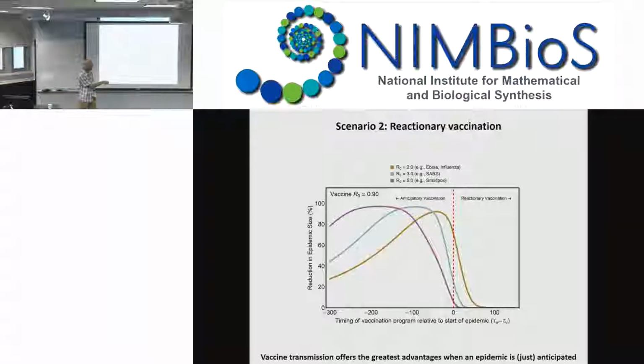If you start trying to vaccinate past the start of the outbreak or the epidemic, a transmissible vaccine has very little positive impact. And the reason for that is at that point, this vaccine is actually competing with the infectious disease itself. That infectious disease has already started spreading. It's reducing the number of susceptibles. It's spreading immunity to the vaccine itself, and it's less effective.